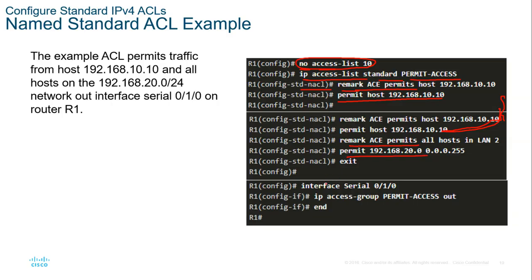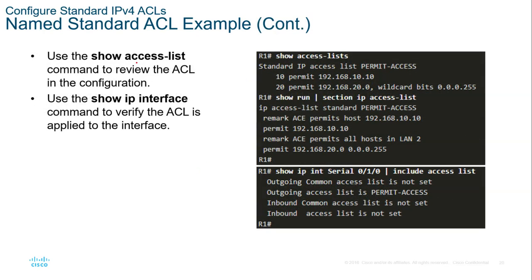And then still we need to attach our named access control list to an interface. So it's interface serial 0/0/1/0, then IP access group, permit access. The direction is out. And then still you can verify.